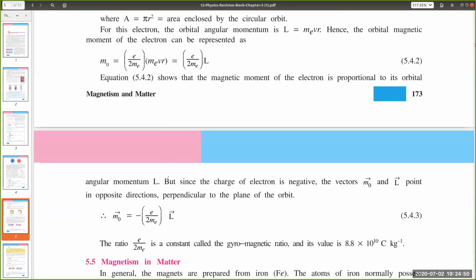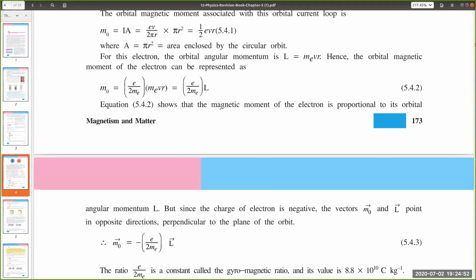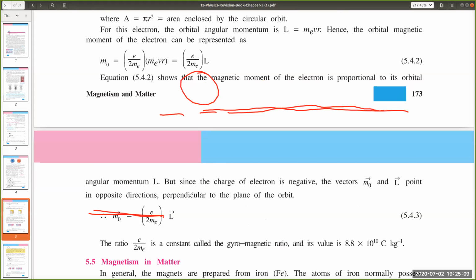Now, why is this negative? You have written that the magnetic moment of electron is proportional to its orbital angular momentum. A question will come directly in the exam: show that the magnetic moment of electron is proportional to its orbital angular momentum. You have to write this whole derivation from the starting. Then write this statement also.